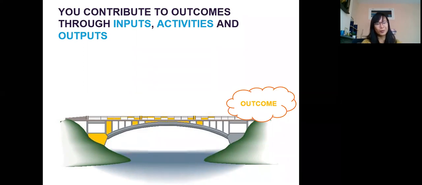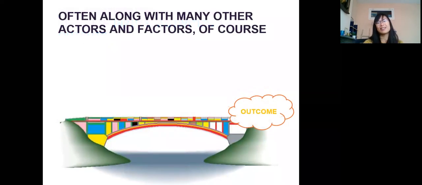And that's because we're not the only social actor who is contributing to changes. So often you will see a lot of actors and factors in play when working towards an outcome. You see all these different colors. We have blue, we have pink, we have red, black. All these other colors are other actors and factors that are a part of this change process that's happening towards the outcome and contributing with each of their part.